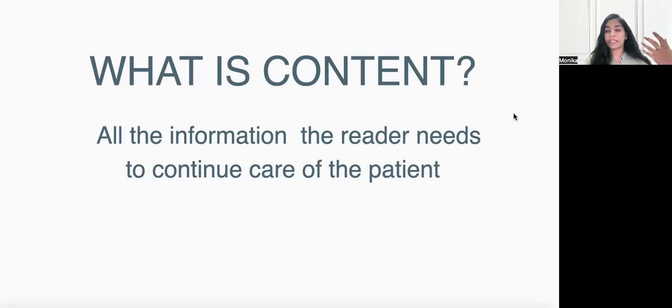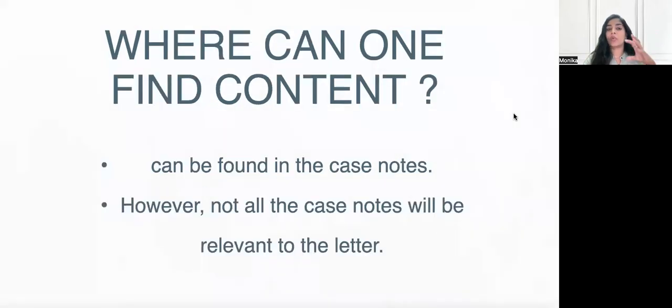So where can we find this particular information? Well, where we can find it is in the case notes. We are not going to find it anywhere else, right? But you have to keep in mind that all of the information provided in your case notes does not actually mean that all the information is going to be considered under the content section. No, content would have to be dealing with relevant information for the reader of the letter, right? So not all the information there is actually relevant.